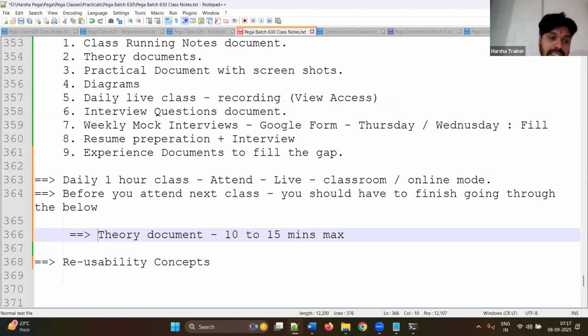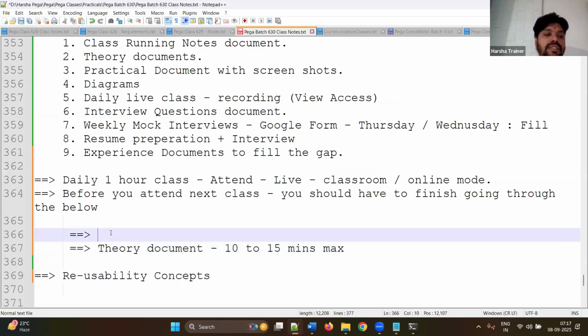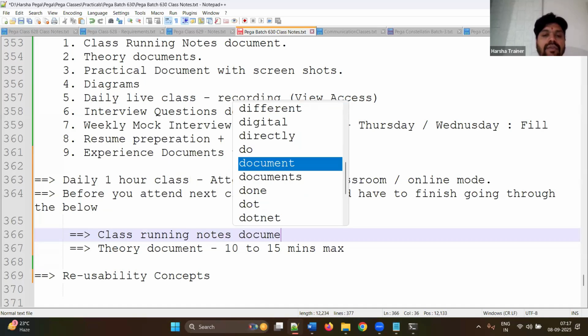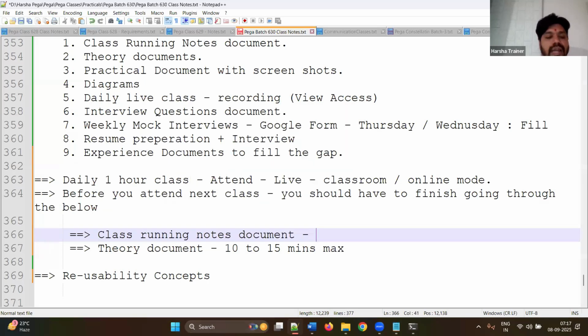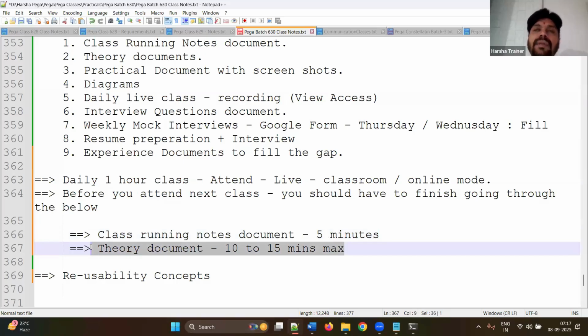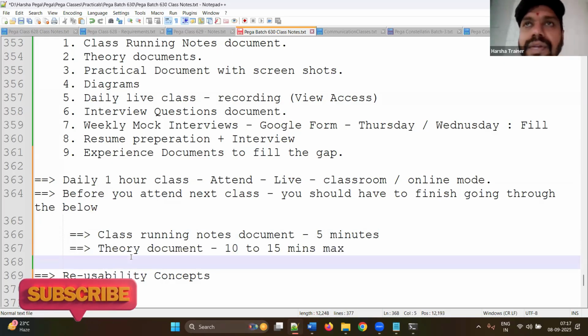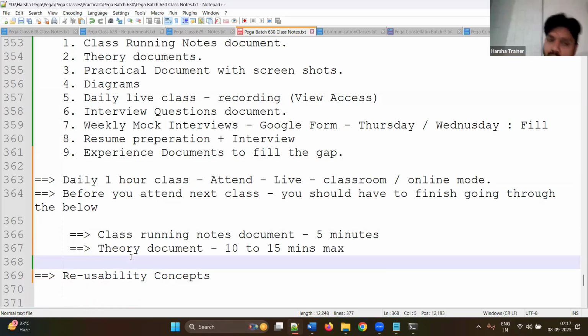But before you go through this, I should tell you: before that, go through the class running notes document. If you go through the class running notes document, what will happen? It will take only 5 minutes. This is like a quick revision of what has happened today. And the theory document is like complete detailed information about what has happened today, maybe including examples and all. Understand clear, everyone? So this is the order you follow. Then you will not forget the subject.